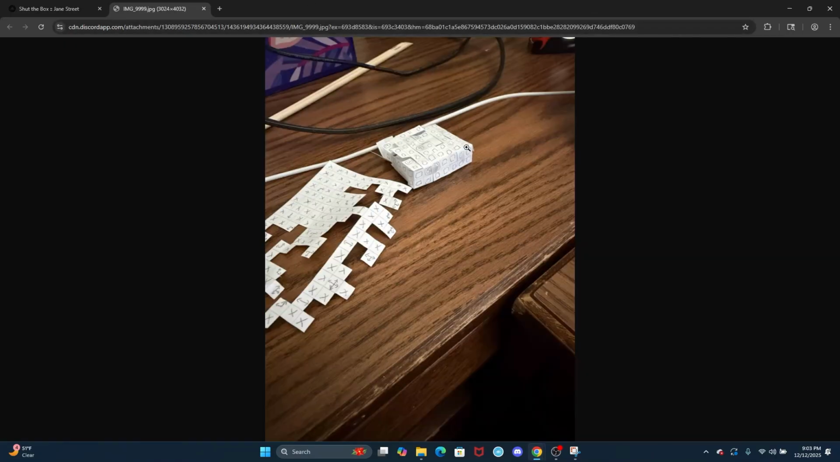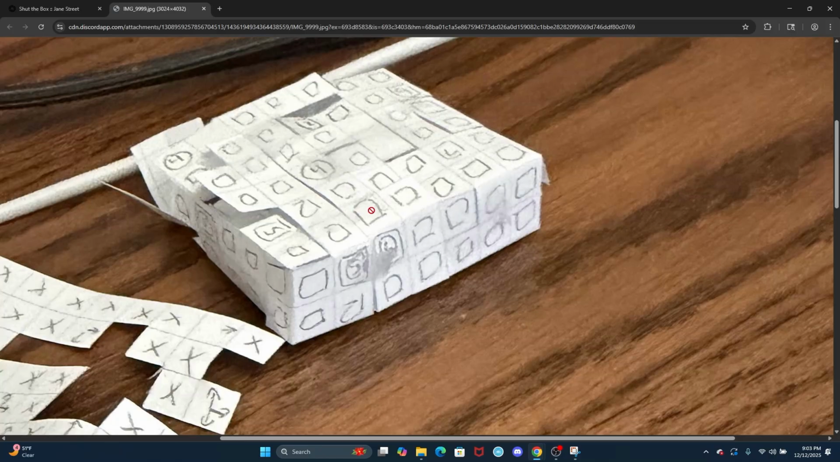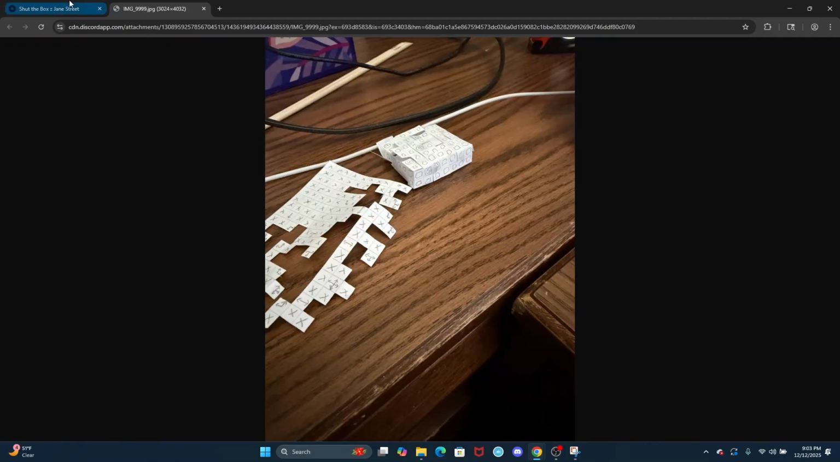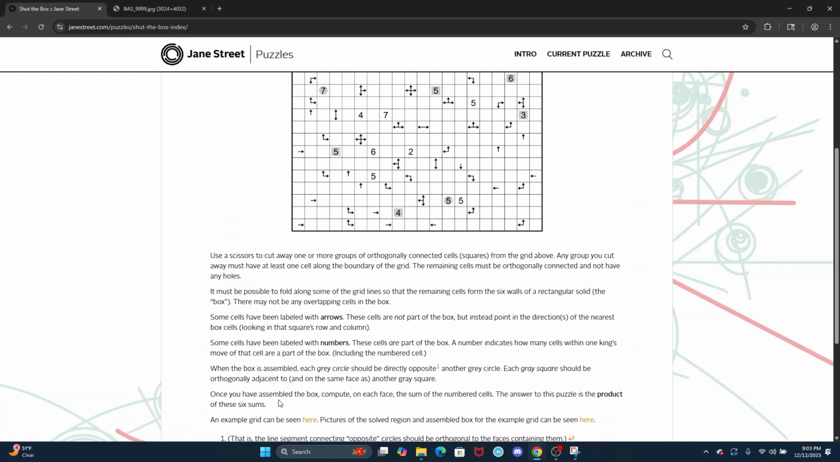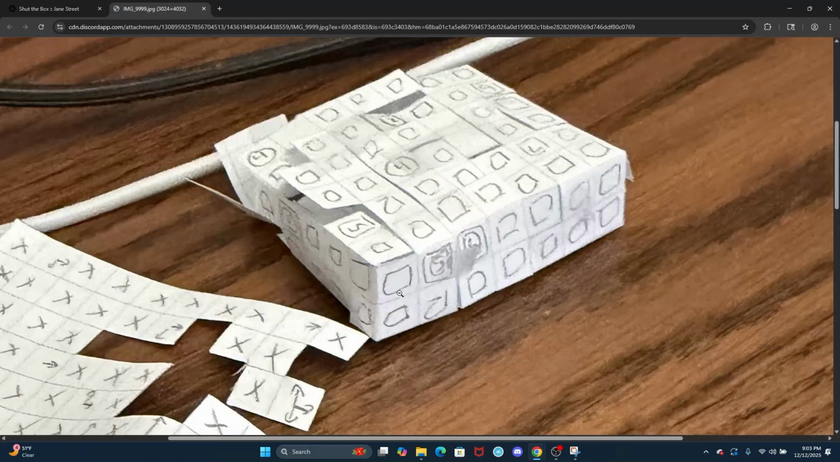You get this, right? You cut it out. This is what I did. It folds into a 2x6x7, and I guess the numbers really quick. For these, a gray circle should be directly opposite of another gray circle on the face, and each gray square should be orthogonally adjacent and on the same face as another gray square. I guess when you actually find the correct folding of it, it'll just happen naturally, but you can also use it to help guide where a piece is supposed to go.